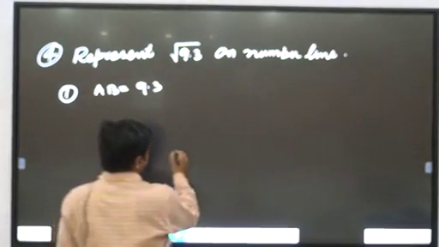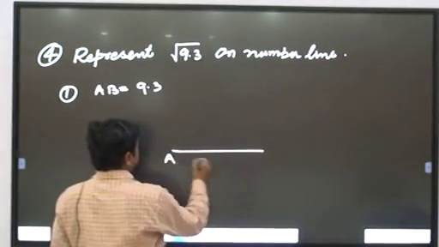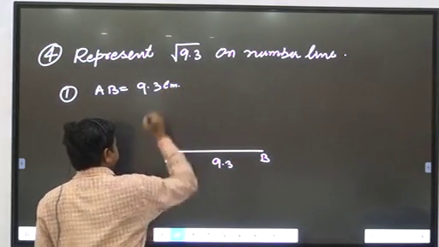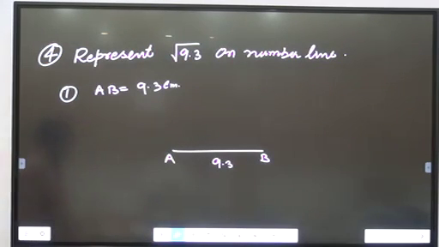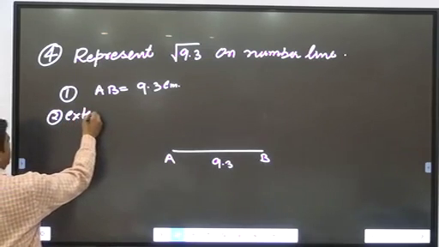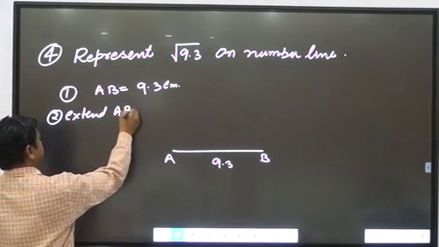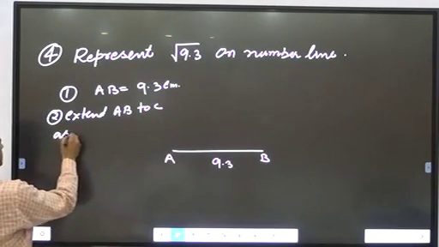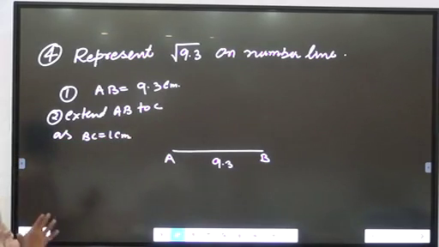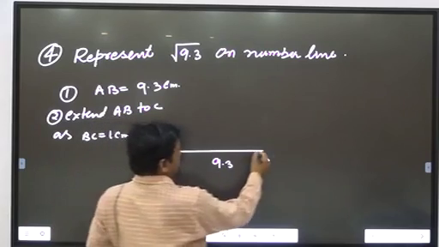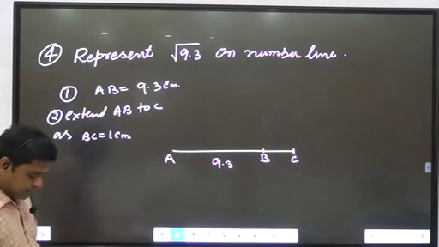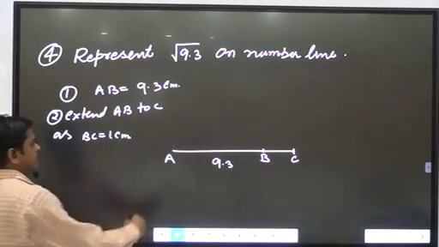So first draw a line AB of 9.3 centimeter. And second step, extend AB to C such that BC is equal to 1 centimeter. This is the important step. Extend AB to C by 1 centimeter and make a perpendicular bisector of AC.